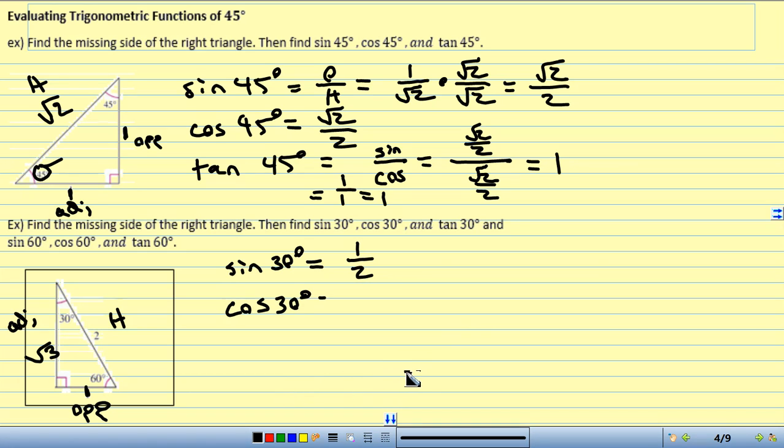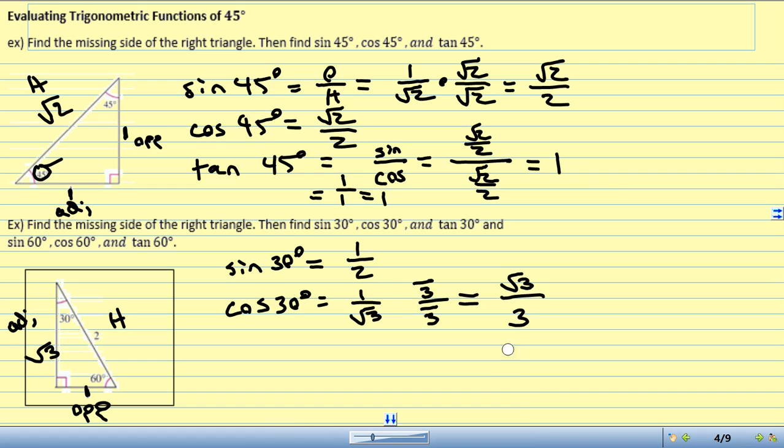Cosine 30 degrees. Adjacent over hypotenuse, but I said opposite over adjacent, 1 over square root 3. I can't have a square root on the bottom, so multiply by square root of 3 over square root of 3. That's going to give me root 3 over 3. I made a mistake. I said 1, and I put opposite over, in this case, adjacent. My error is 2.